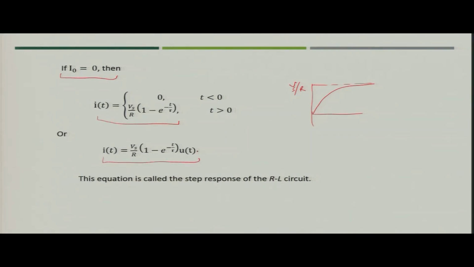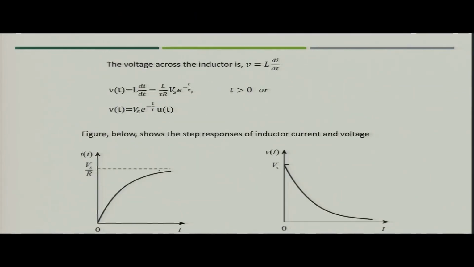So, we can simply say, if you apply the unit step function, that i(t) is nothing but Vs by R into 1 minus e to the power minus t by tau into u(t). So, this would be called the step response of the RL circuit when I naught is equal to 0. This would be the current flowing through the inductor.